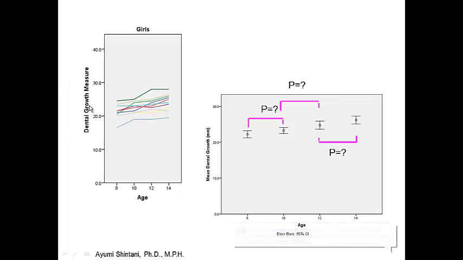The y-axis is a dental growth measure in 10 girls, and these measures are repeated four times, at ages 8, 10, 12, and 14. First we want to compare the mean dental growth measure between age 8 and 10, 10 and 12, and 12 and 14, and see the mean dental growth increasing over time.